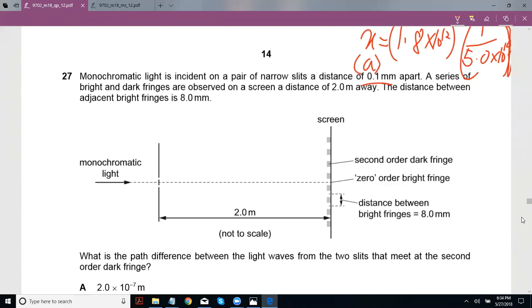A series of bright and dark fringes are observed on a screen a distance 2 millimeters away, which was D. The distance between the adjacent bright fringes is this much, which is x.